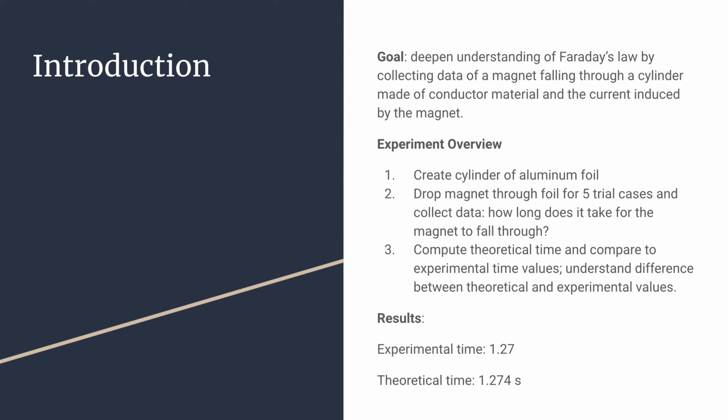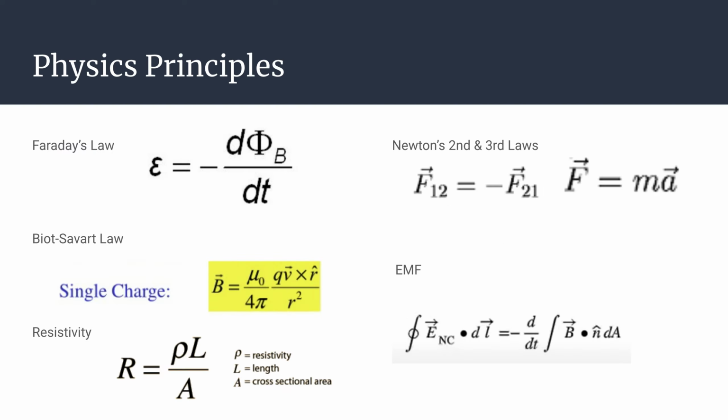But importantly, the presence of a magnetic field from the cylinder indicates that the magnet induced a current in it, which created a magnetic force which opposed its gravitational force and caused it to fall slower than it would have through free space. So, some important underlying physics principles, like the ones I just discussed.